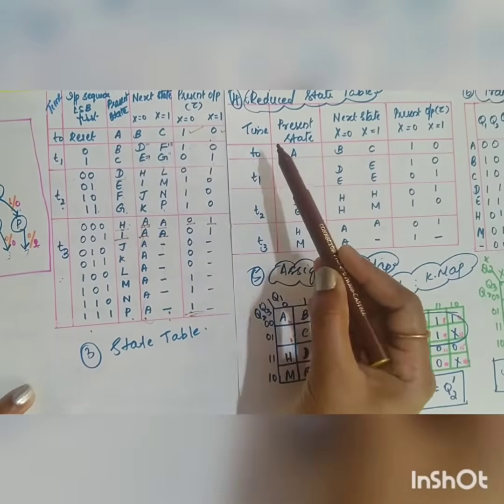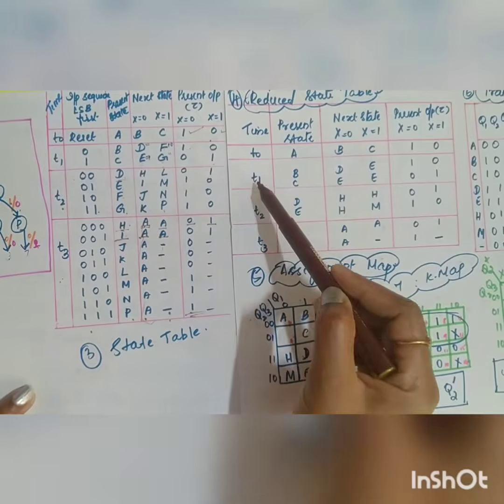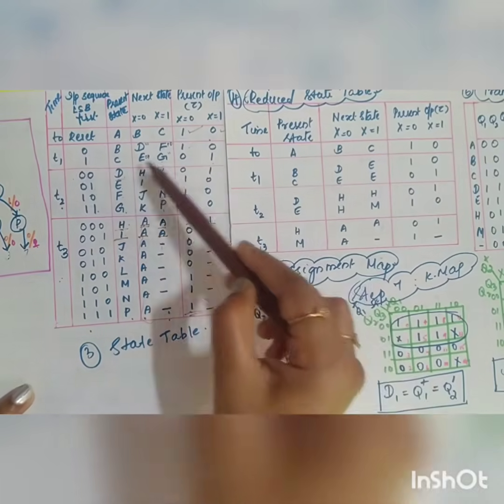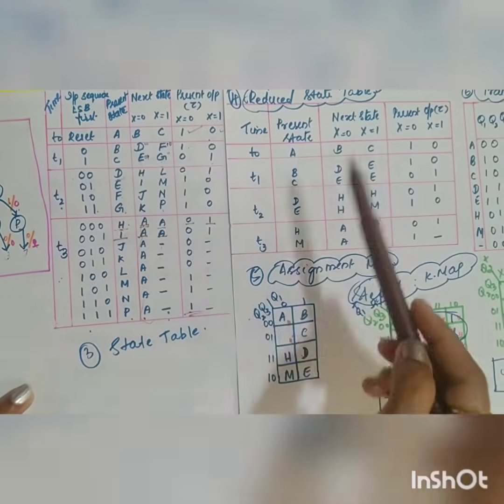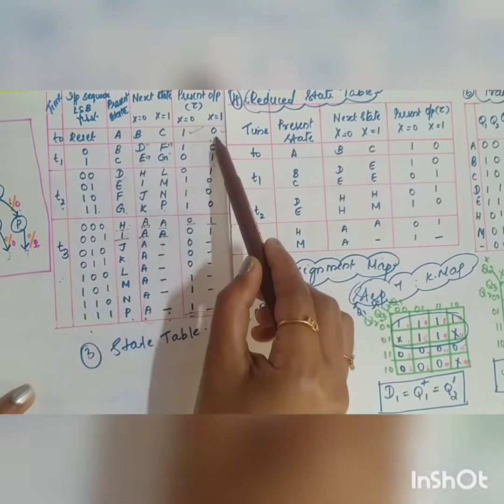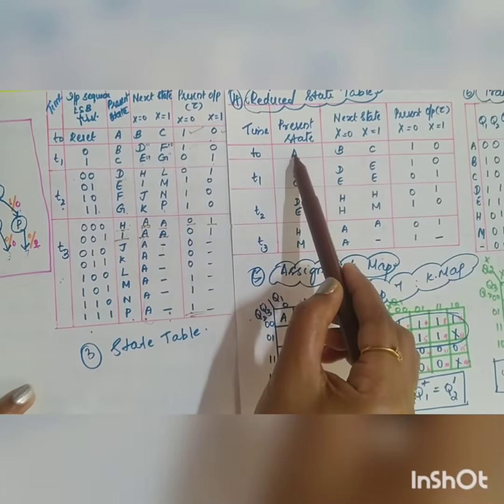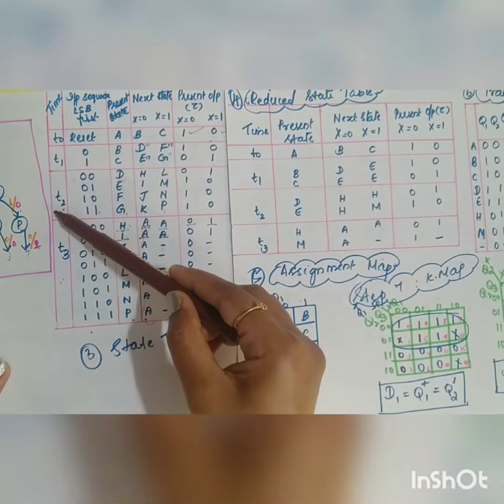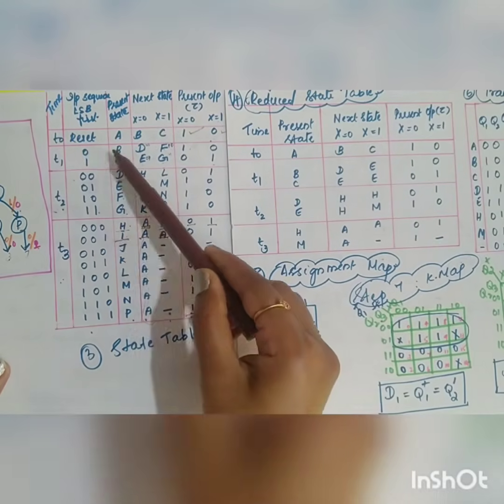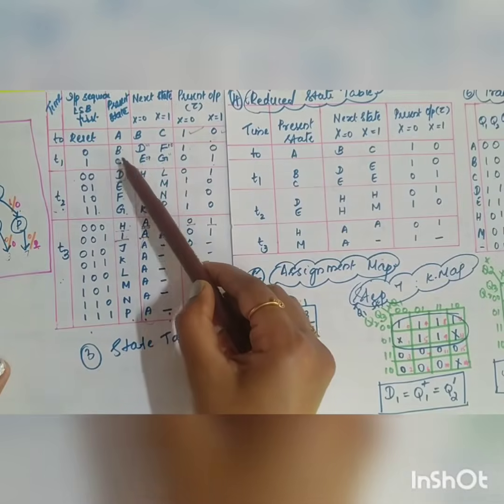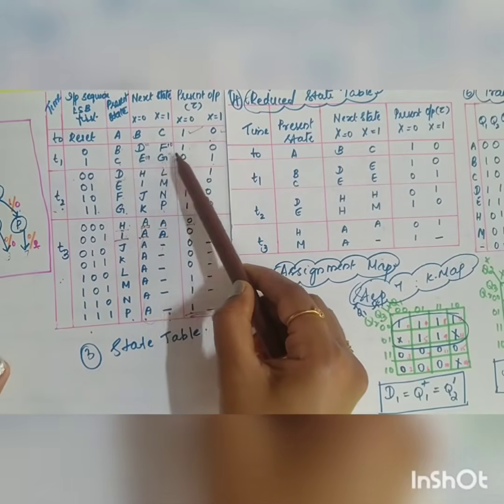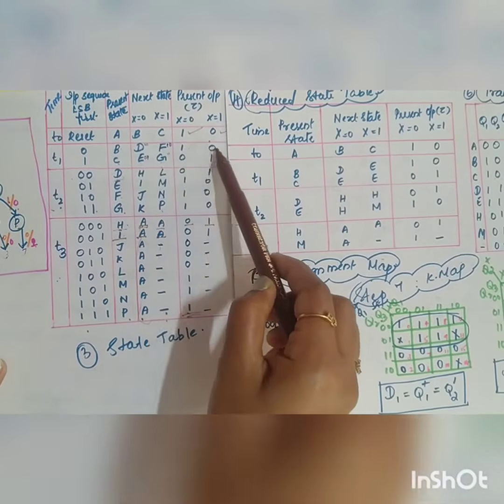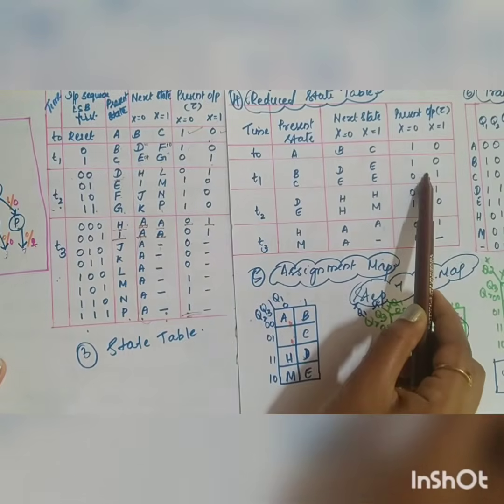In the reduced state table, you are taking again T0, T1, T2, T3. You are going to see the rows which are similar. Here there is no difference, so you have to write it as such. Present state A, next state B, C, 1, 0. At time instant T1, what are the states you have? B, C, D. Now see here you have 1, 0 and 0, 1. That is, the output is the same.